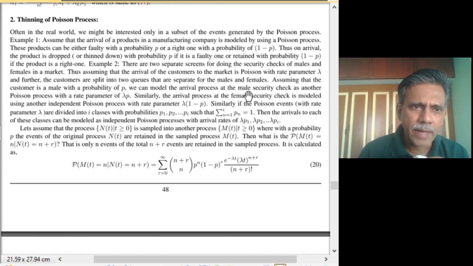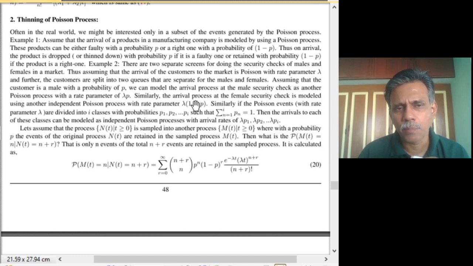Again, at a security counter, we may divide the passengers that arrive at an airport for security check into a separate queue for male and a separate queue for female. All these correspond to the case of thinning. So we will show that the individual thinned processes are themselves Poisson, and they will have respective rates lambda p and lambda into (1 minus p).